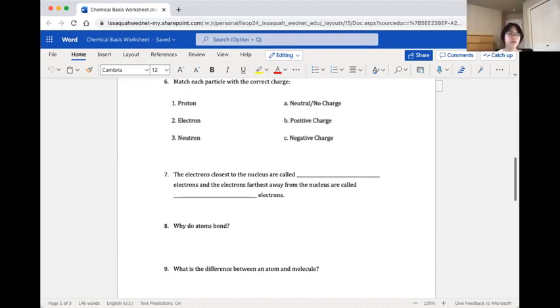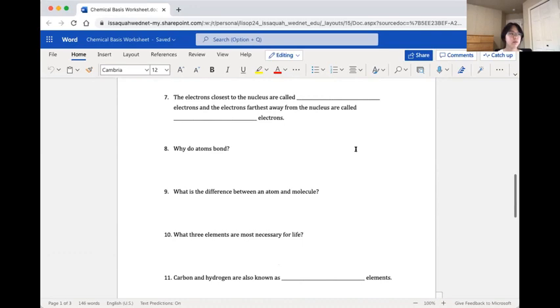Just remember that core means center. So the closer you get to the center, the closer to the core. And I might as well just say that the electrons farthest away from the nucleus are called valence electrons. This one's a little harder to remember because I don't know of any relationship between valence and distance, but just remember that the farther away you get from the nucleus, the electrons are called valence electrons.